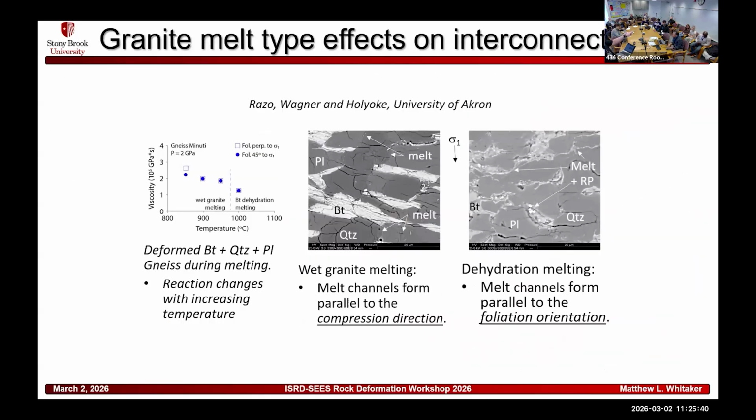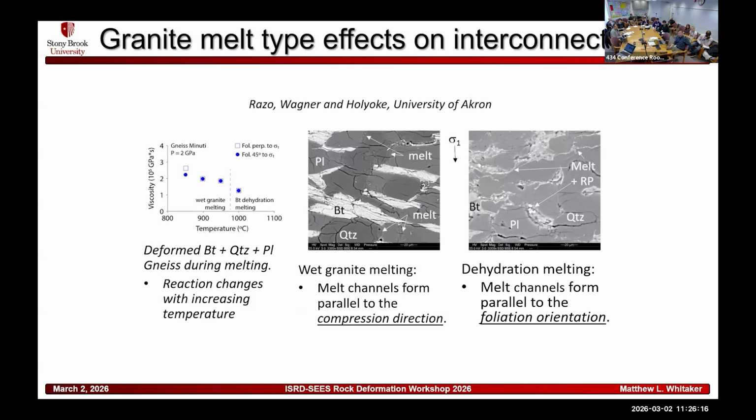So this is something that I think you guys are a little bit more familiar with. This is stuff that Caleb has done. At 6 p.m., Caleb and his group will be the people walking us through the sample preparation, putting together the cell assembly and doing a rock deformation experiment. This is just an example of what they were able to do here, where they were able to deform a biotite quartz plagioclase gneiss during melting and monitor the reaction changes with the increasing of the temperature.